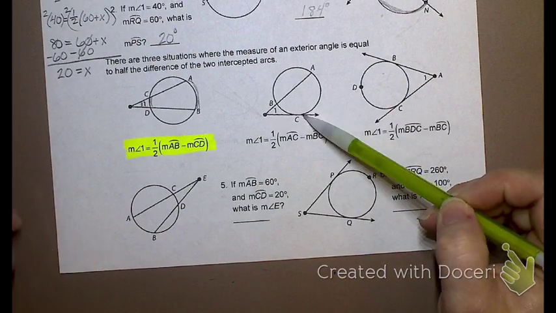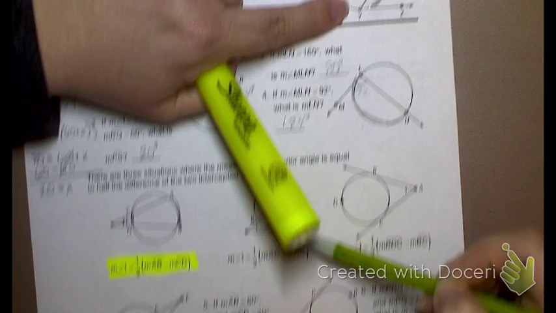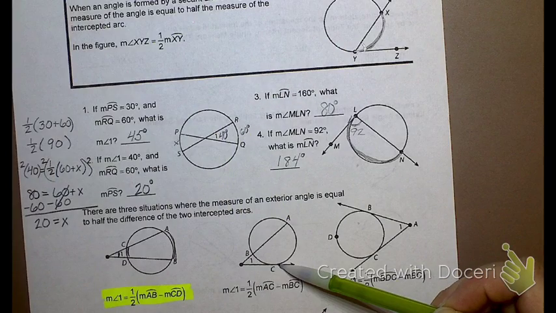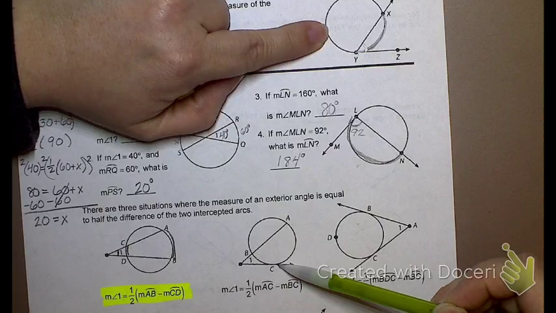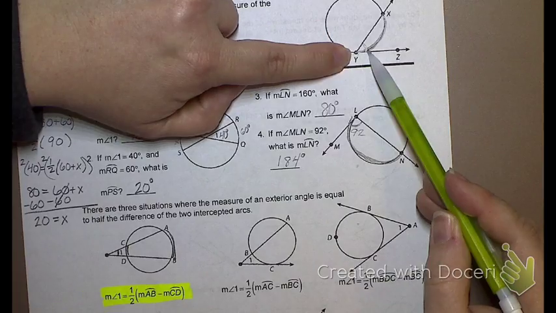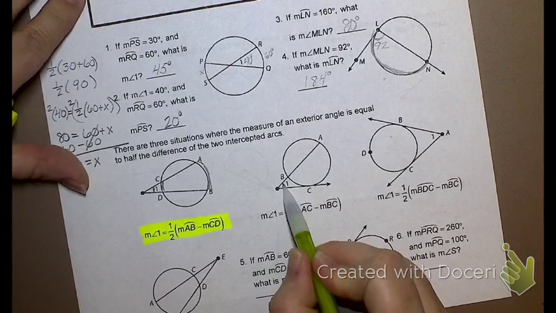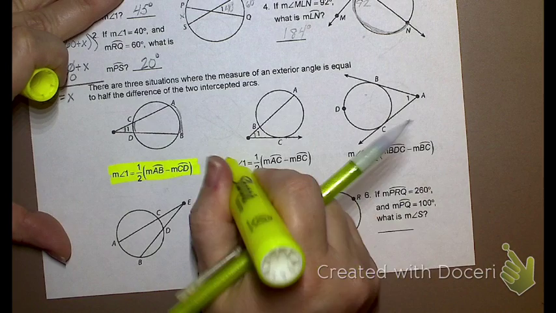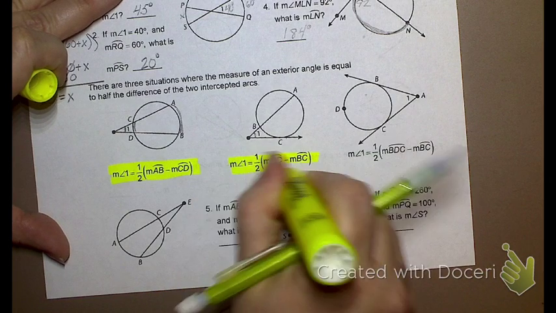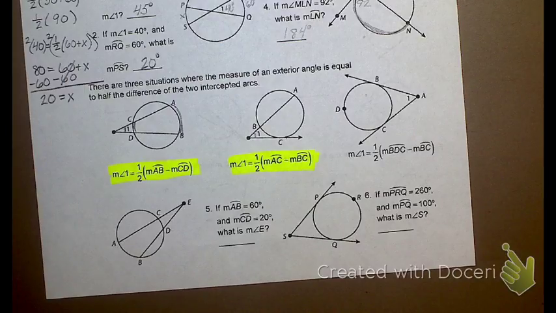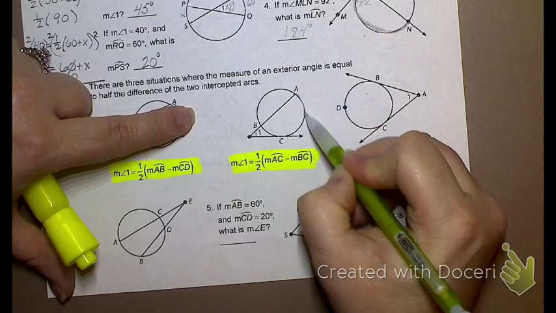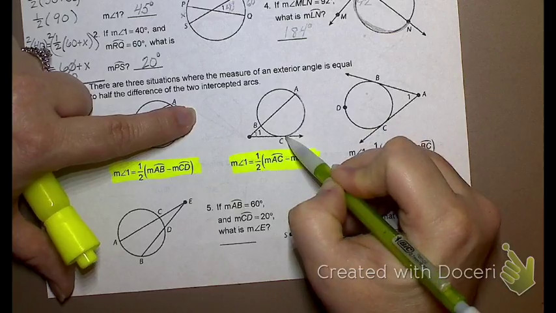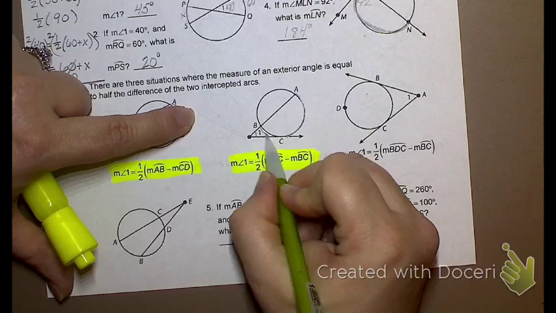This problem is very similar to this one, except what's different? This one, the angle was right on the circle. This one, the angle ends up being outside the circle, doesn't it? So to find the measure of the angle if it's outside the circle, again, 1/2 of the big one minus the small one. 1/2 of the big arc, which would be AC, minus the small one, which would be BC.